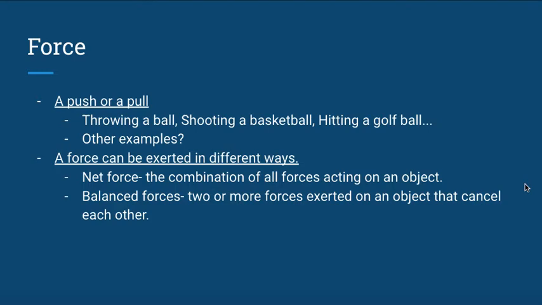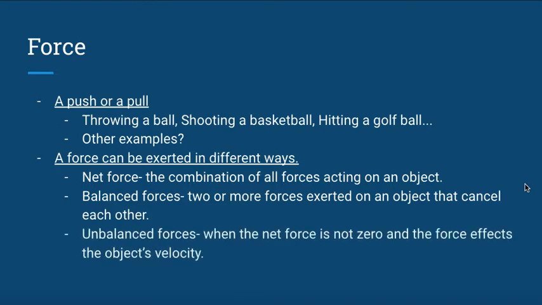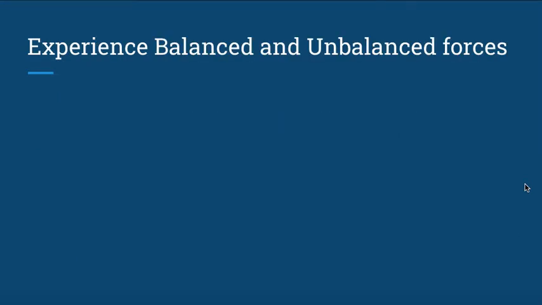Two or more forces exerted on an object are balanced forces if their effects cancel each other and they do not change the object's velocity. If the forces on an object are balanced, the net force is zero. If the net force is not zero, the forces are unbalanced forces. Then the effects of the forces don't cancel and the object's velocity changes. So you've got balanced forces, where two or more forces exerted on an object cancel each other and the object doesn't move. You've got unbalanced forces when the net force is not zero, and the force exerted on the object makes it move and have velocity.